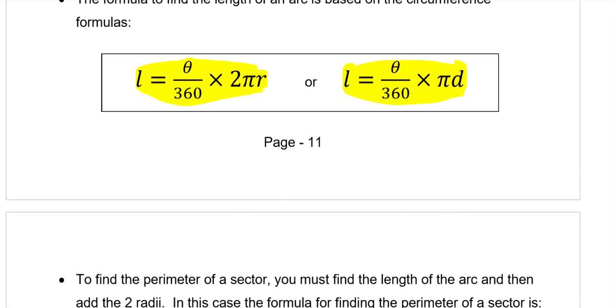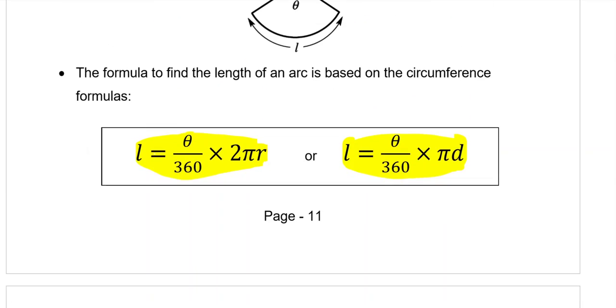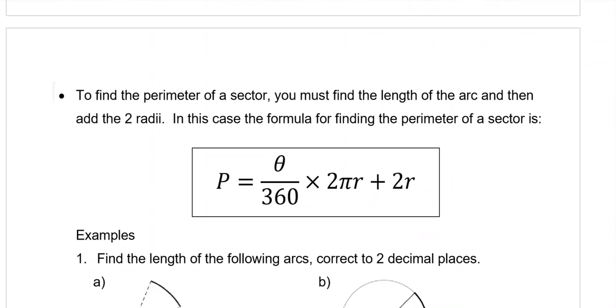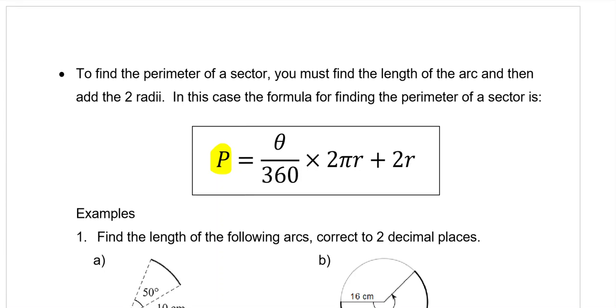To go a step further, the L tells us the length of this part of our sector. But we've just been learning about perimeter, and the perimeter of a shape needs to go the whole way around. So if I wanted to turn it into a perimeter question, I would need to find the arc length, but also add on these two straight sides, which are both equal to the radius. So we'll end up with another formula here. P for perimeter is theta over 360 times by 2 pi r. That was the arc length formula. But then you add on 2r to make it a perimeter.